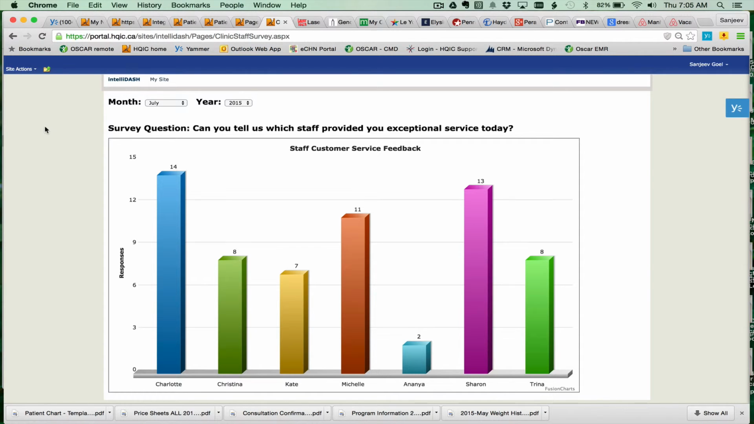The last really interesting aspect I want to show you on the chart is our ability to also track how your staff are performing with customer service. And here you can see a screenshot of that in our team. The patient is asked again after their appointment, I believe half an hour after their appointment, which staff member provides you exceptional service today? And you can see in real time we can collect responses from patients and then use this data to incent our staff to provide great service to their patients. This is again being done on a monthly basis.